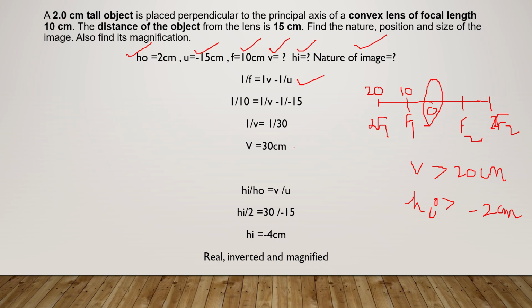Now when you calculate, you will get V as 30 centimeters, which is greater than 20 centimeters, and HI as minus 4 centimeter, which is greater than 2 centimeter with minus sign. So the image formed will be real, inverted and magnified, because we already know the case. Even before you solve, you know this is a case where the object is kept between F1 and 2F1, so the image will be formed beyond 2F2.